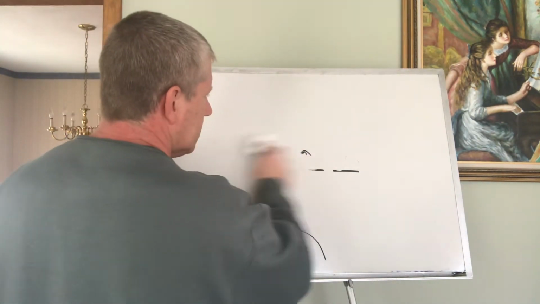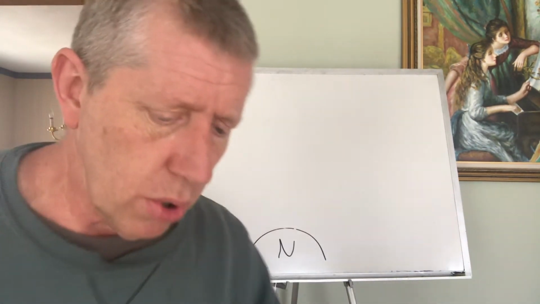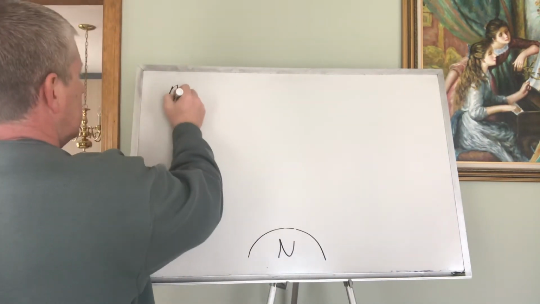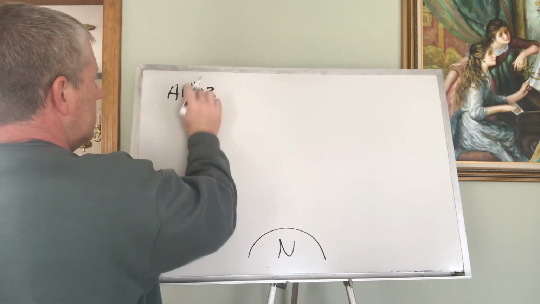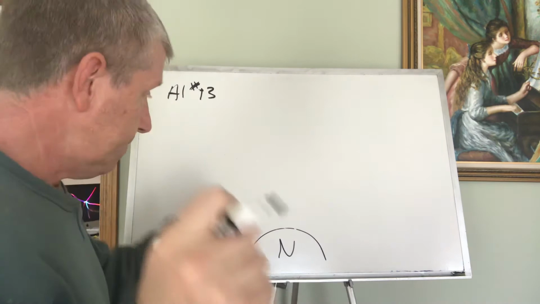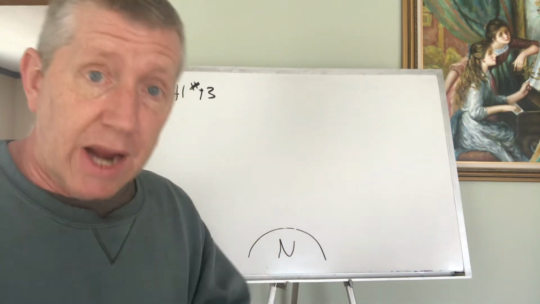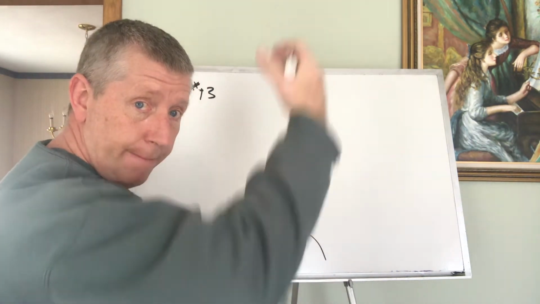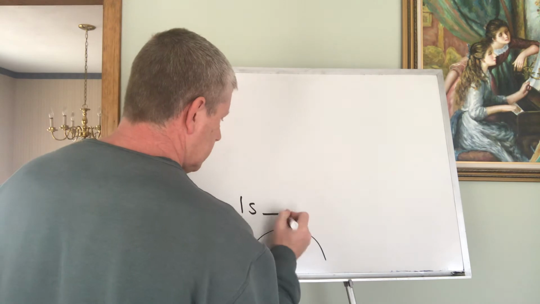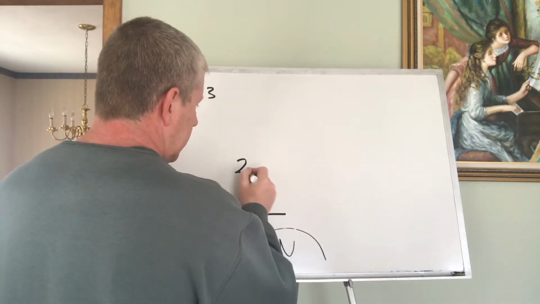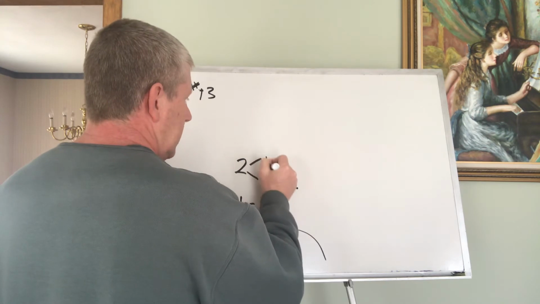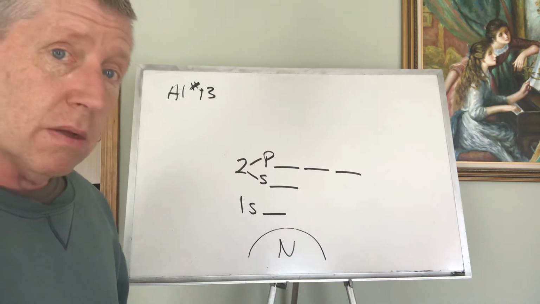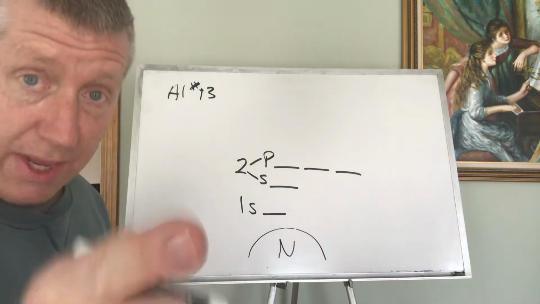Let's try a different one. Let's try element number 13, aluminum. Aluminum, number 13, has 13 protons and 13 electrons. We have to draw 13 arrows to represent where those electrons are hanging out. Okay, so here we go. Aufbau, bottom up. 1s. Energy level 2 has an S and a P sublevel. Energy level 3 has an S, a P, and a D.